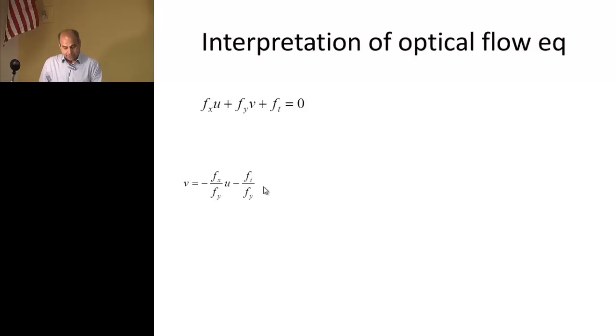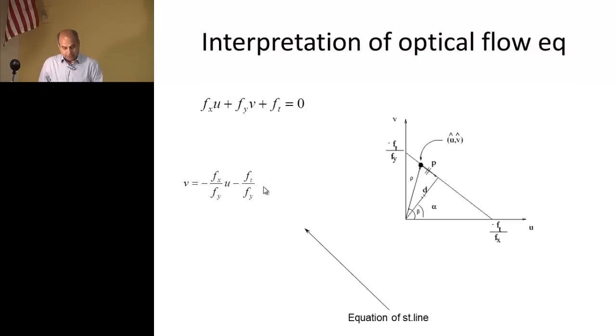Okay, so we can actually draw that. This is u and this is v. It's the same thing as x and y, but instead we have u and v. So if I put u equal to 0 here, then v becomes minus ft upon fy, which is shown here. Similarly, if I put v equal to 0, then I can find the value of u, which will become minus ft upon fx. Okay, so I have two points, then I can draw the line between them, which is shown here.